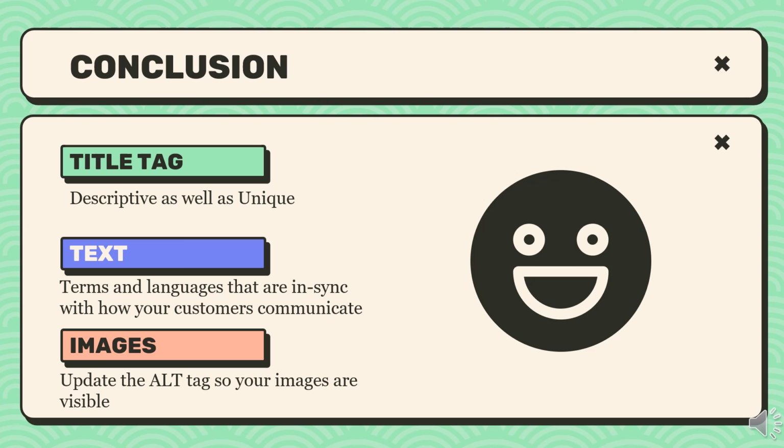To conclude, ensure that your title is descriptive as well as unique in nature. Make sure to use terms and languages that are in sync with how your customers communicate on a daily basis. Lastly, ensure that you update the alt tag so your images are visible as well.